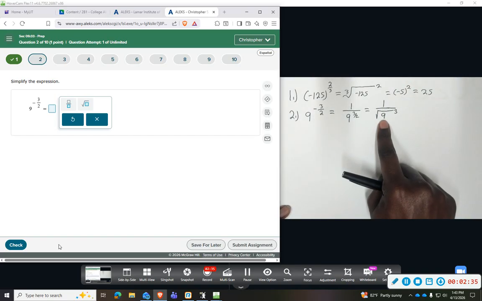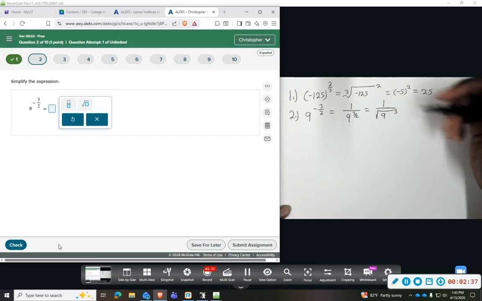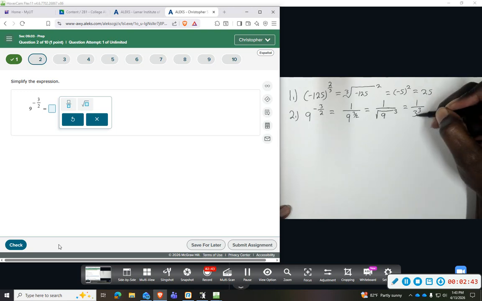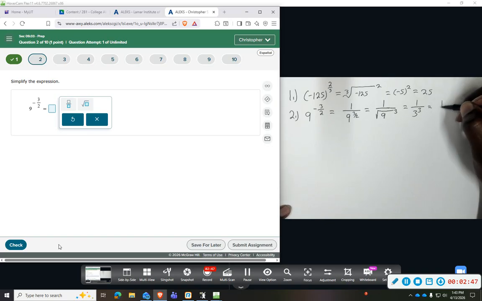So the square root of 9 is 3. 3 times 3 is 9. So this is the same thing as 1 over 3 to the 3rd. And 3 times 3 times 3 will give us 27. So 1 divided by 27.